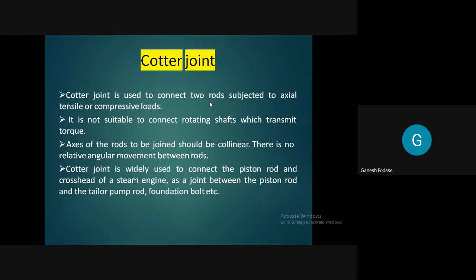Am I audible? Yes, sir. So tell me what is quarter joint. Have you seen quarter joint? Tell me the application. Don't tell me what a quarter joint is, it is known to you. Tell me the application of quarter joint.